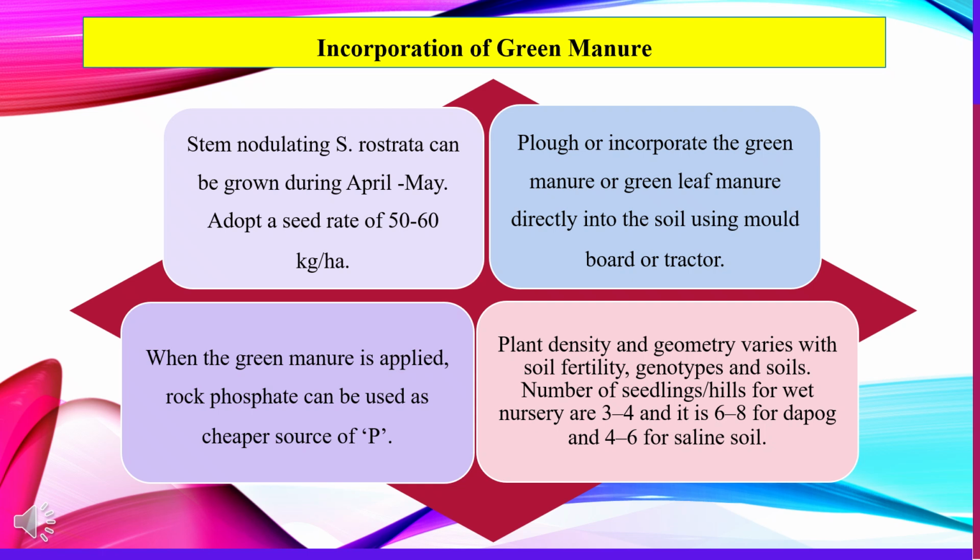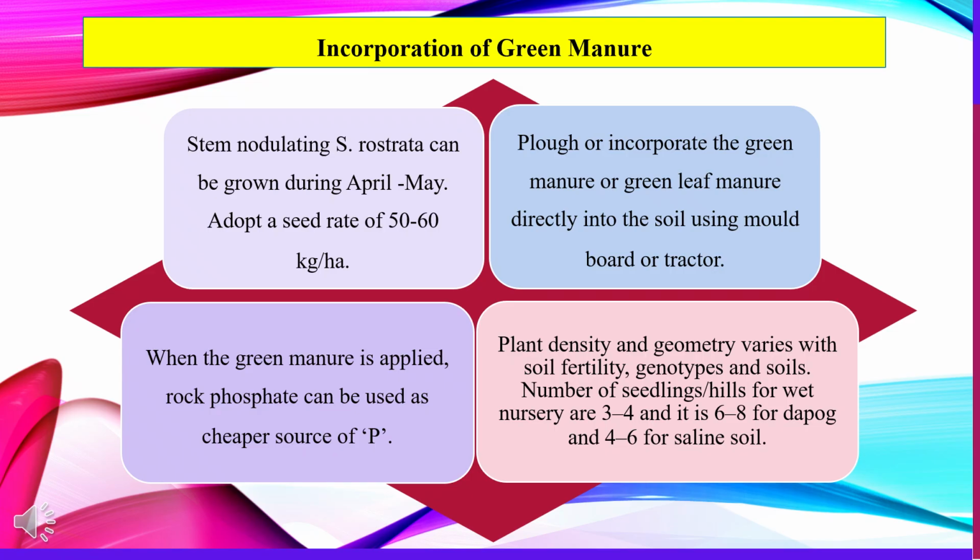Incorporation into the soil. Plow or incorporate the green manure crop, or green leaf manure, directly into the soil using a moldboard plow or tractor. Incorporation should be done while the crop is green and succulent for better decomposition. Phosphorus management. When green manure is used, rock phosphate can be applied as a cost-effective source of phosphorus since decomposition improves P availability.